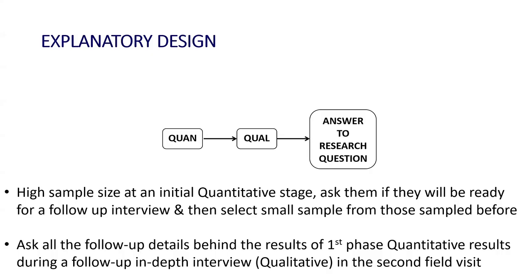So the sample size will be high in the beginning, quantitative, but you will take the same population, but fewer people out of those in the explanatory design. In the second step, it's purposive. Who wanted to respond to you, or who needs to respond to you, it depends upon that.